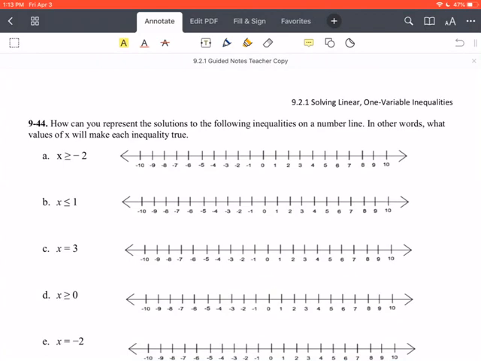So I would recommend maybe today you might want to get out a highlighter. You can certainly use pencil, but we are going to be doing some shading on number lines, and so that might work out well for you. Okay, so the first thing that we are being asked to think about is how can we represent solutions to the given inequality on a number line? In other words, what value of x will make each inequality true?